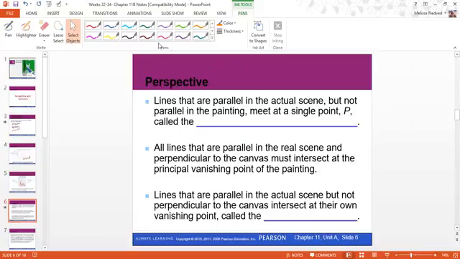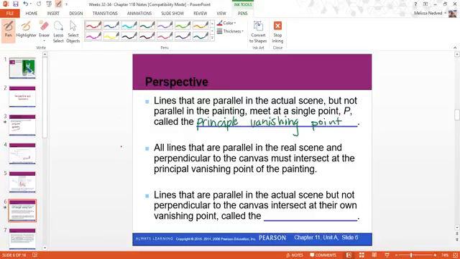So let's talk about some vocab terms that help us define these types of situations where we're mixing math with the arts. It says lines that are parallel in the actual scene but not parallel in the painting meet at a single point P, and we call that the principal vanishing point. So when we have lines that don't meet in real life, but they do meet in a painting, we call that point where they meet the principal vanishing point.